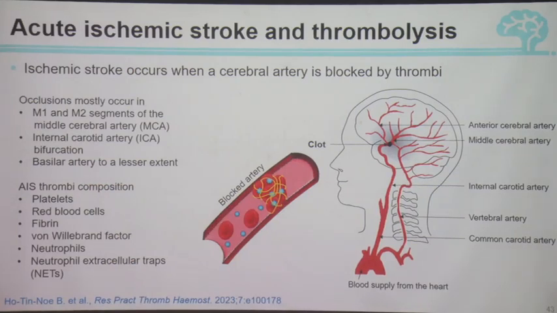Right, so that's probably an appropriate point for me to start introducing the next topic. We have a clot formed in a location that is not desirable and that's causing problems, and we want to break down that clot by using drugs medically. So, some background.